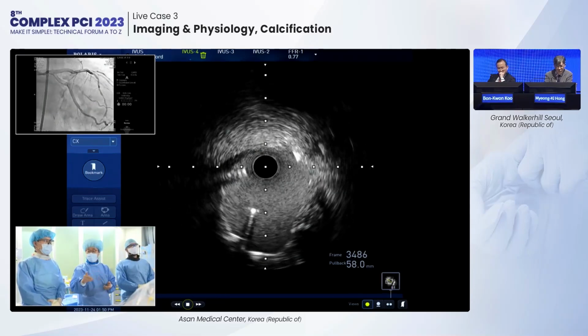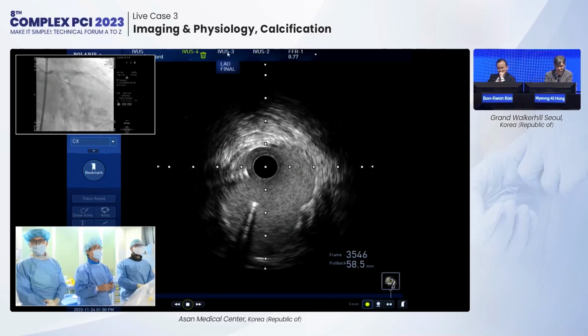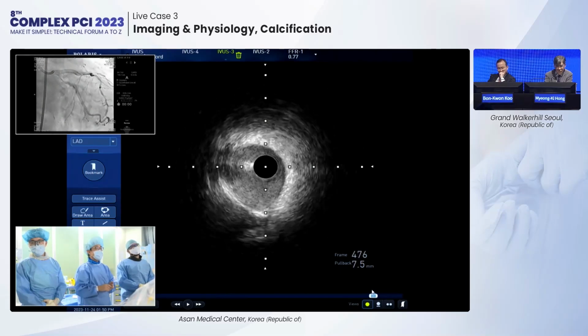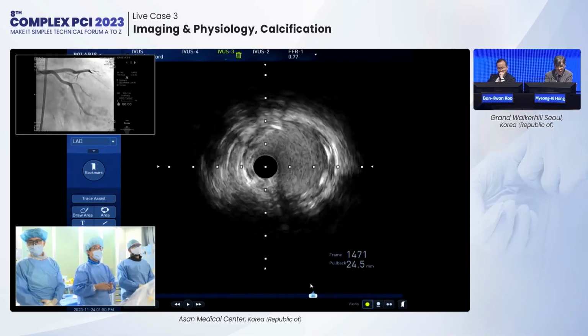Also, could you show us the proximal LAD? And the distal part is expanded well. Just show the proximal LAD.